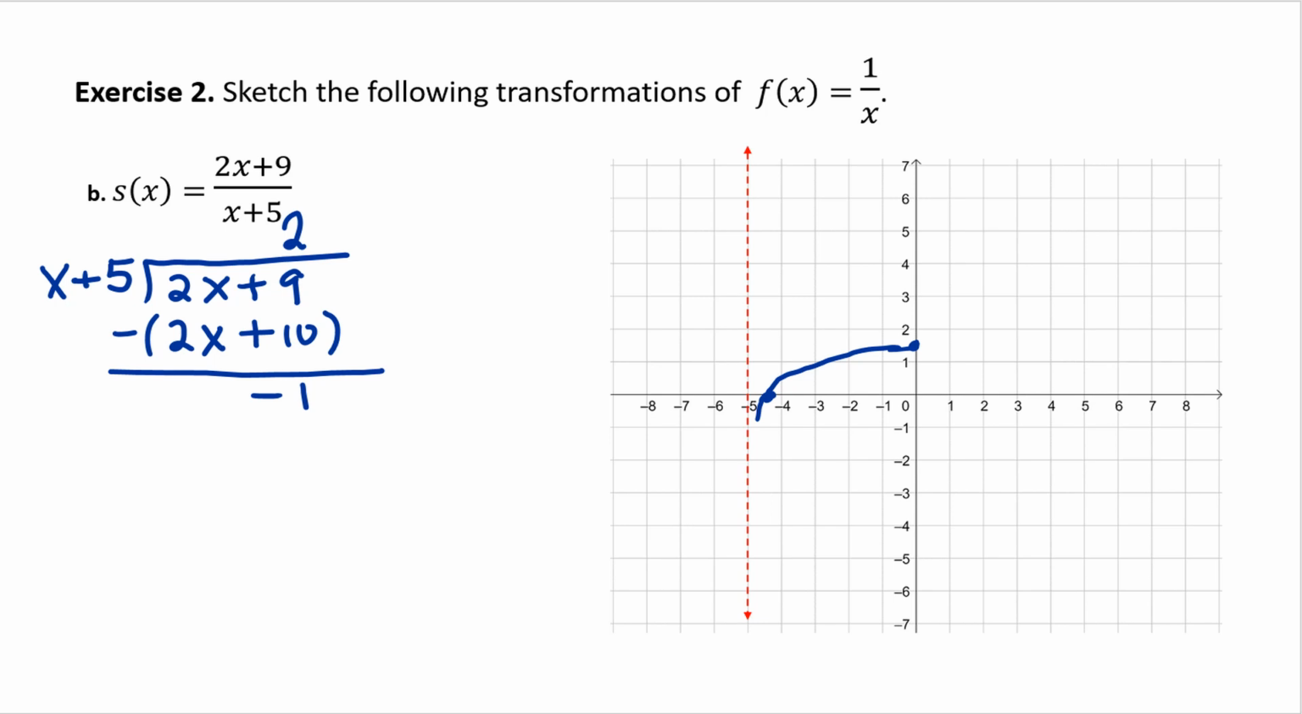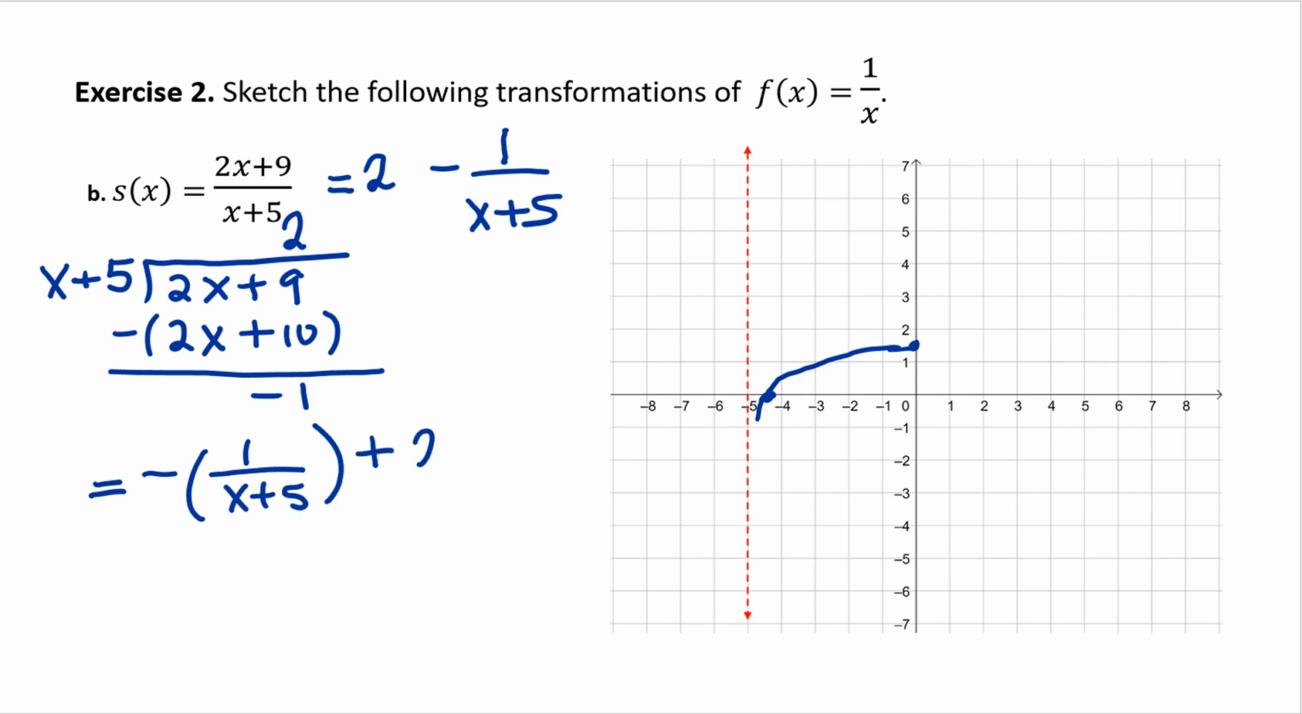So we're going to express the 2x plus 9 divided by x plus 5 using the division algorithm. We get that the quotient, the answer is 2, and you have a remainder of -1 divided by the divisor of x plus 5. We're going to rearrange this a little bit so that we can pick off the transformations. So taking that expression, I'm going to put the remainder expression first and write that as the negative of 1 over x plus 5 plus 2.